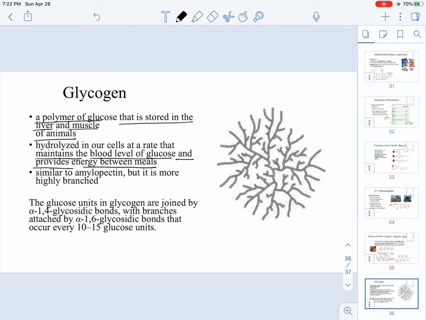In terms of the structure, understand that glycogen is very similar to amylopectin because it is branched, and it is actually highly branched.